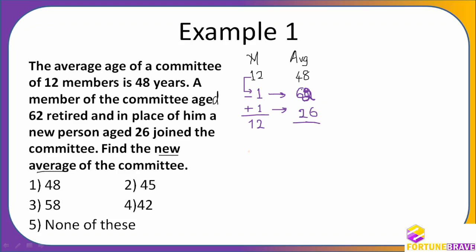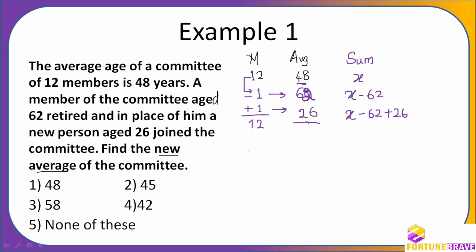So how do I find out? I am not going to subtract here. Whatever the sum was, you can find it out as 12 into 48 if you want, but that is not my concern. Let the sum be x. Now when he goes out, it becomes x minus 62. But in his place one more person will come, so it will become x minus 62 plus 26.